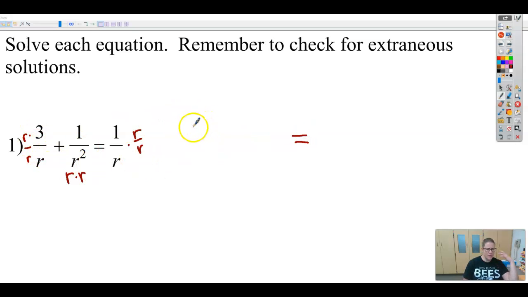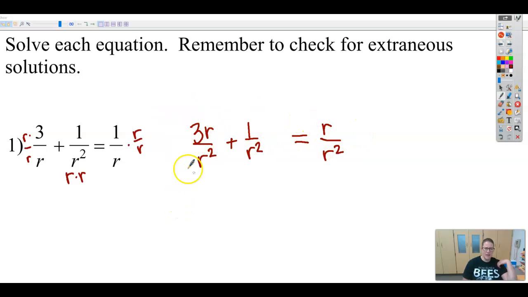So now let's just rewrite the problem all together. So I have 3 times r over r squared, because I just multiplied r times r, plus 1 over r squared equals r, because 1 times r is r, over r squared. Now if my denominators are the same all the way across, that means that I can just look at the top of this problem and solve it, okay?